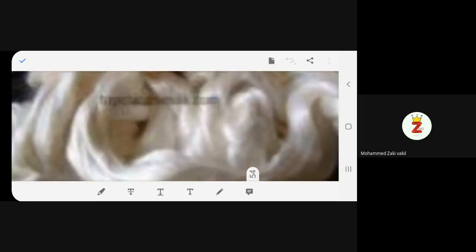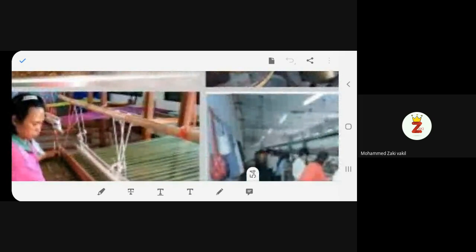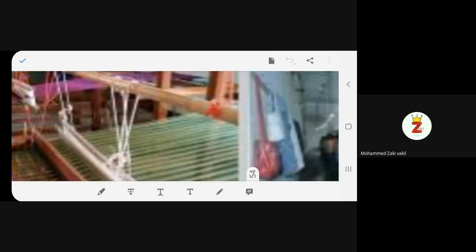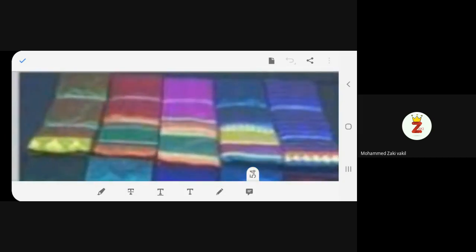Then you get this fiber. What do you get? Fiber. Then it is made into thread. This is reeling. These are sarees, cloth. Any problem?